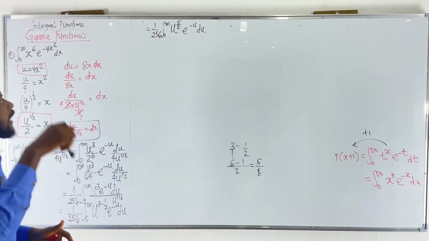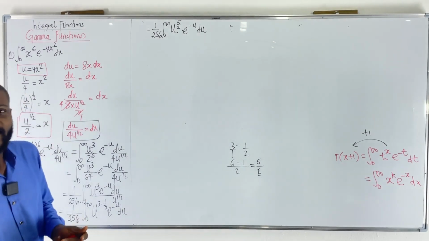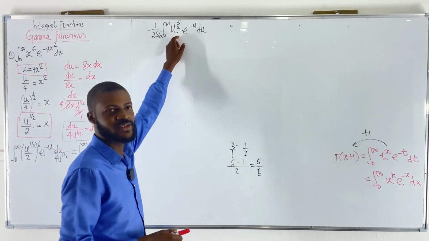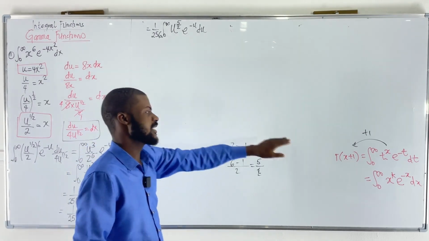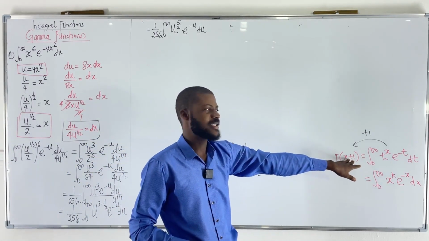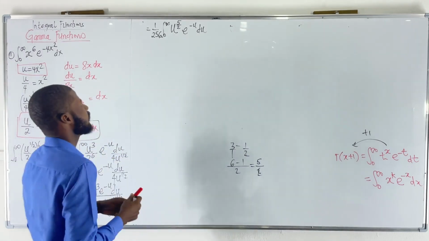Now, can we say 5 over 2 factorial? No. So we're going to be writing it in terms of what? Gamma. We're going to write it in terms of gamma, because we cannot write that in terms of factorial.